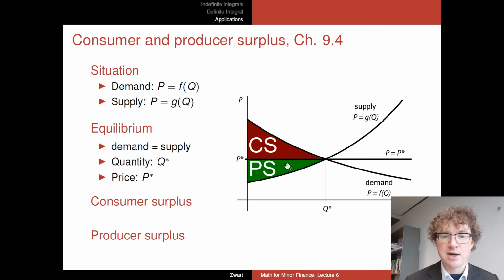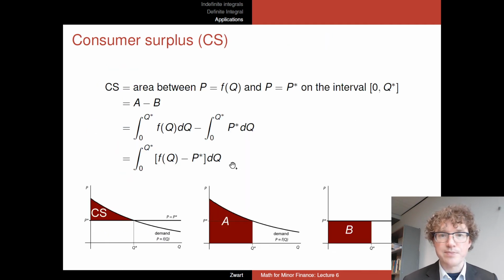The green area is known in microeconomics as the producer surplus, and the total surplus is just the sum of these two. So the question now is, if we know what the demand function F of Q is, and we know what the supply function G of Q is, can we first compute the equilibrium, Q star and P star, and once we know that, compute the red area and the green area, the consumer surplus and the producer surplus?